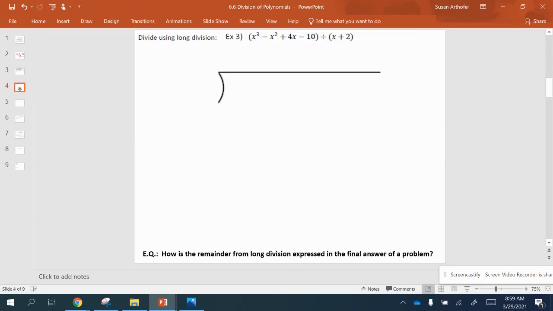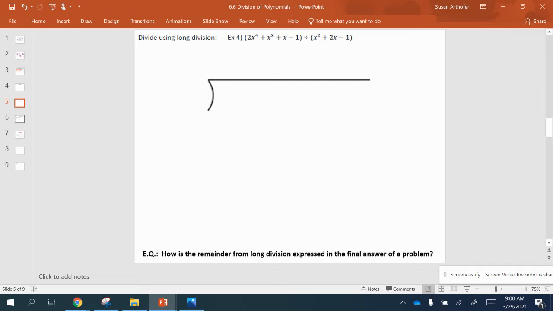So let's get started. So this first part of your steps says to make sure that you're not missing any terms. So this has x to the third, x squared, x, and no x. There is nothing missing on this example.